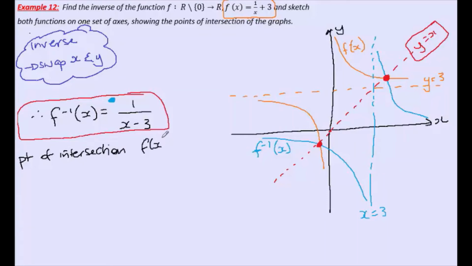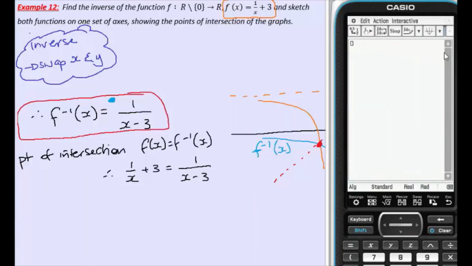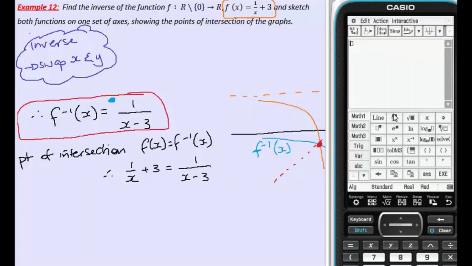It is where f of x equals f to the negative 1 of x. And therefore, f of x being 1 over x plus 3 equals 1 over x minus 3. Now, rather than get lost in algebra land, I'm going to crack out the calculator and solve this. So I'm going to say, here's my main function, and let me get the keyboard out and be as accurate as I can. So I'm going to write this into the calculator exactly the way I see it on the page. So 1 over x all plus 3 will equal 1 over x minus 3.